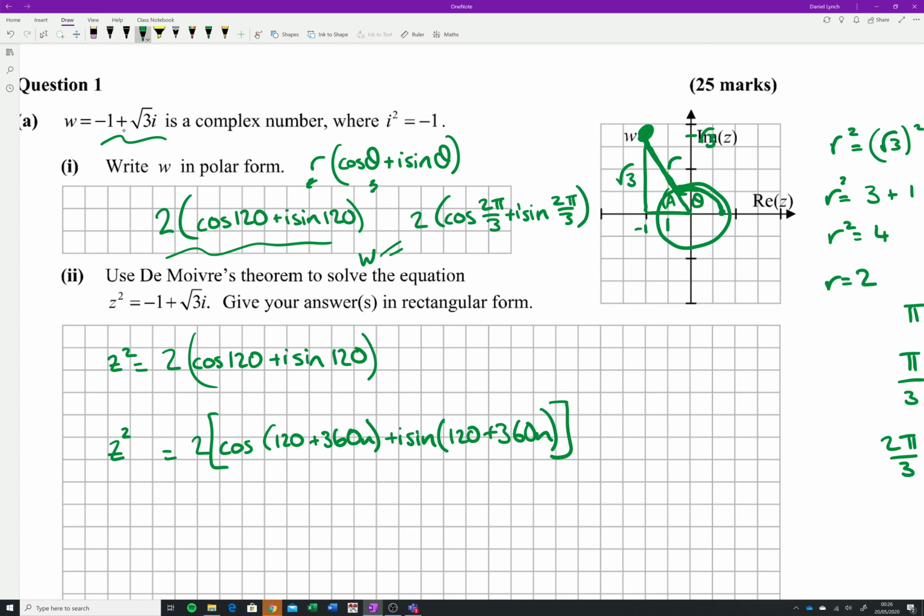You'd still end up there. Or you could say, I want you to go 120 and then do 2 360s, do 720 and then go out 2. You would still end up there. So the point here is that it's also acceptable to put in 360n. It's called general form. You don't bother writing it in there because there's no need for it.